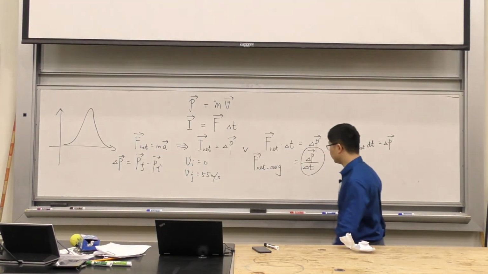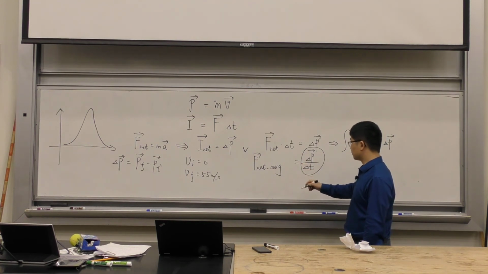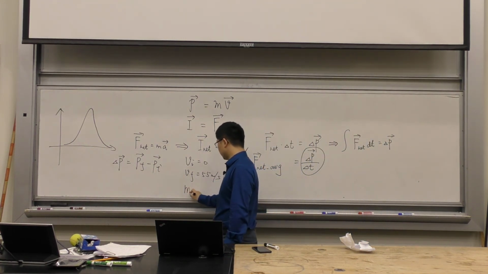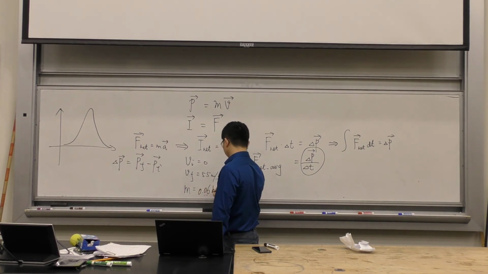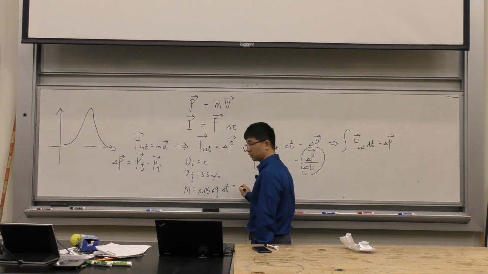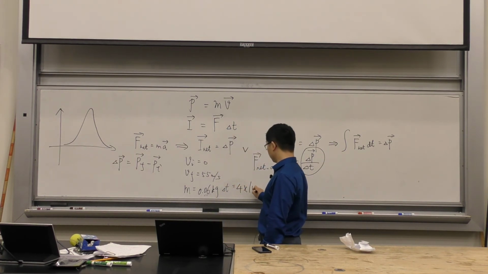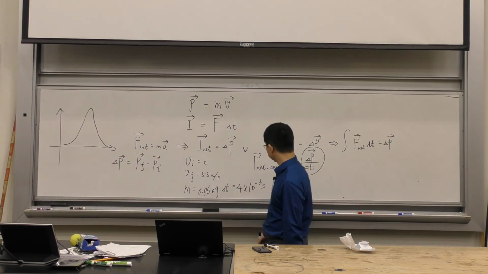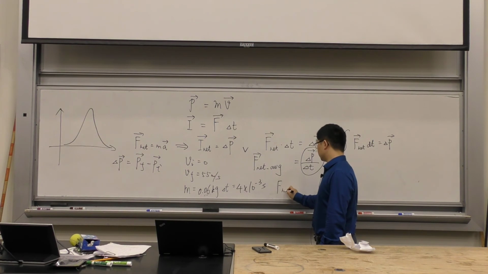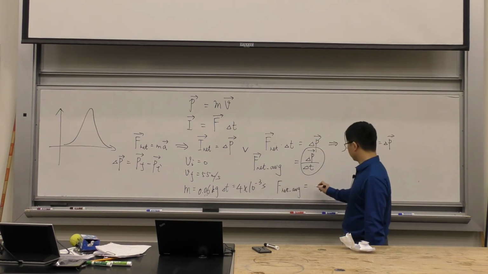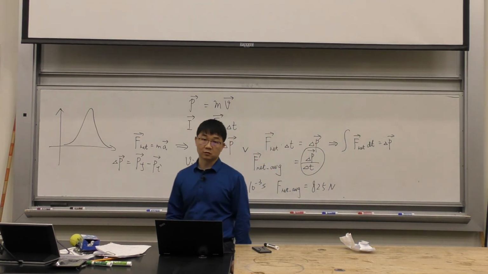Now let's see. If you use all the numbers, the mass of the tennis ball is 0.06 kilograms, right? And the time given is 4 milliseconds. You convert it to seconds. And then what is the average force? The average net force on it is going to be 825 newtons. So this is actually a very large force, right?